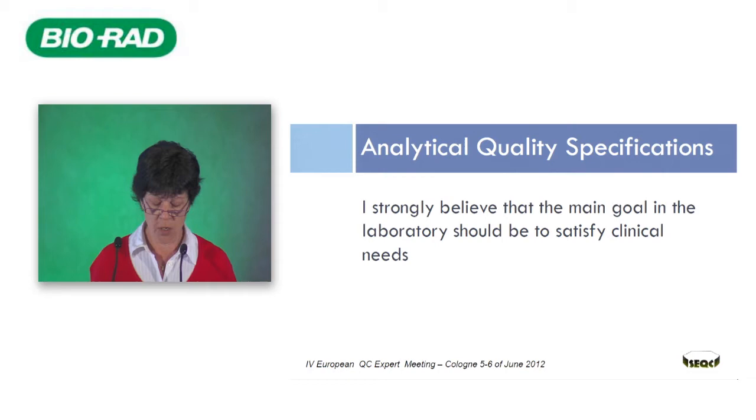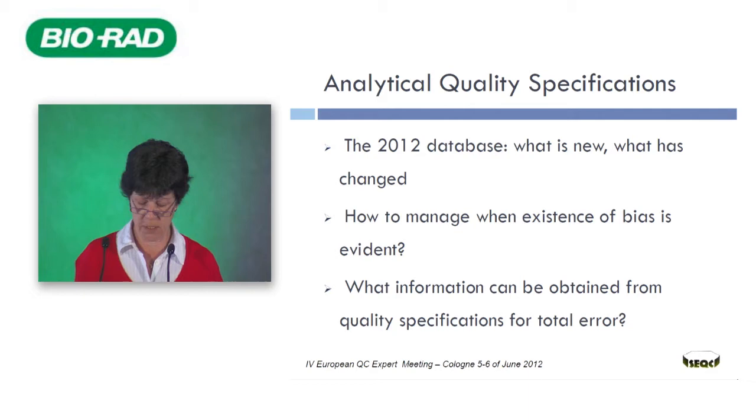For these reasons, this talk deals with three main points: the 2012 biological variation database, what is new, what has changed; how to manage when the existence of bias is evident; and last, what information can be obtained from quality specifications for total error.